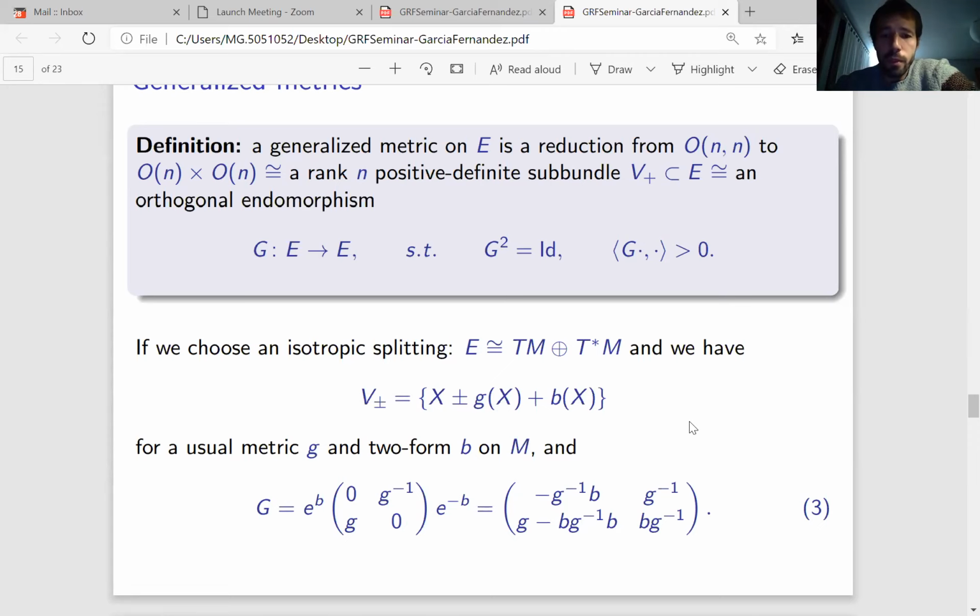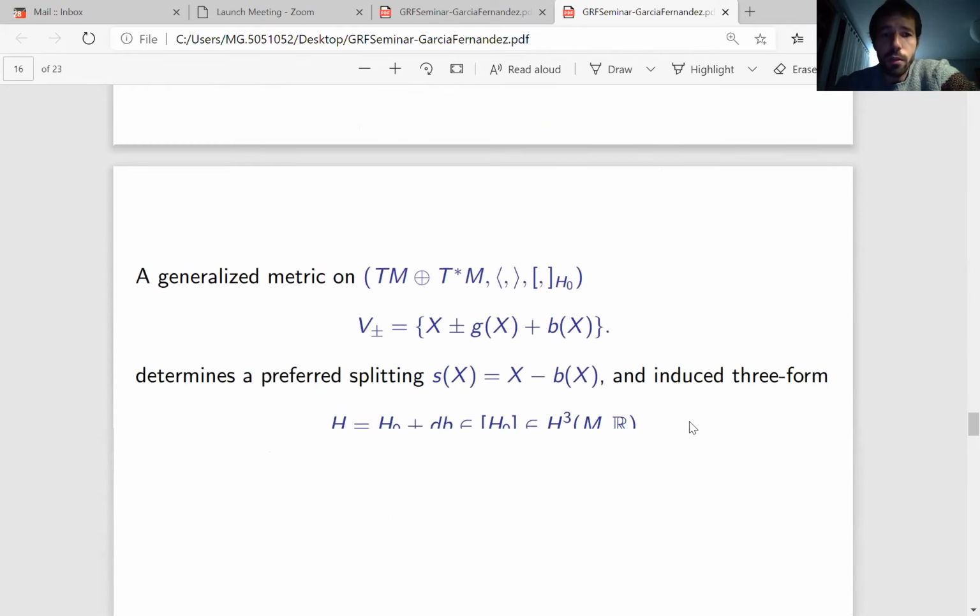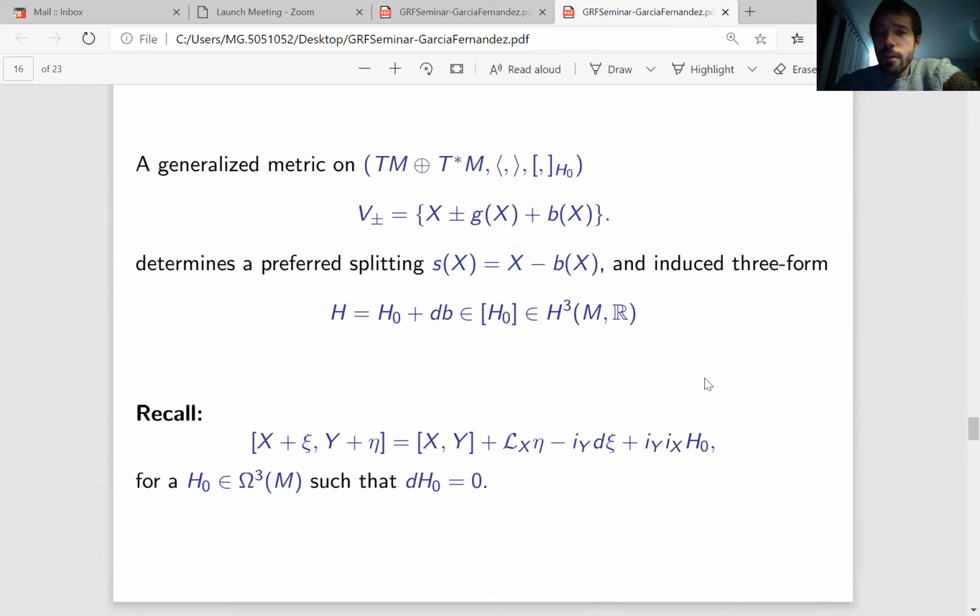An important thing about generalized metrics is that, in order to do calculations, it is interesting to observe that if we have a generalized metric on this exact Courant algebroid with some prescribed closed three-form H0, then the generalized metric determines a preferred isotropic splitting. It means that it determines a preferred presentation of the Courant algebroid in such a way that we have the usual structure for the pairing, but the bracket is no longer described in terms of H0, but in terms of a preferred H in the cohomology class, which is H0 plus dB. And this is the presentation of the bracket, explicitly.